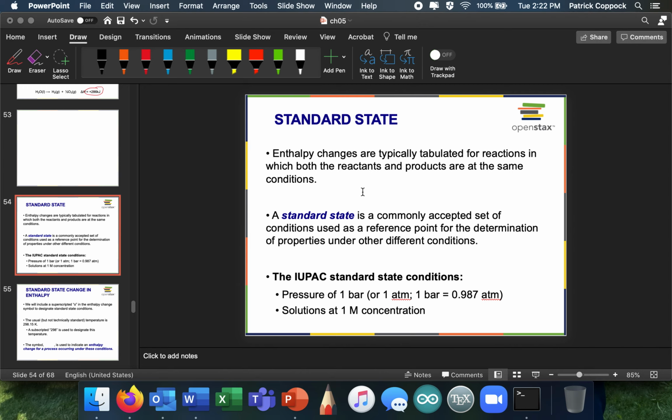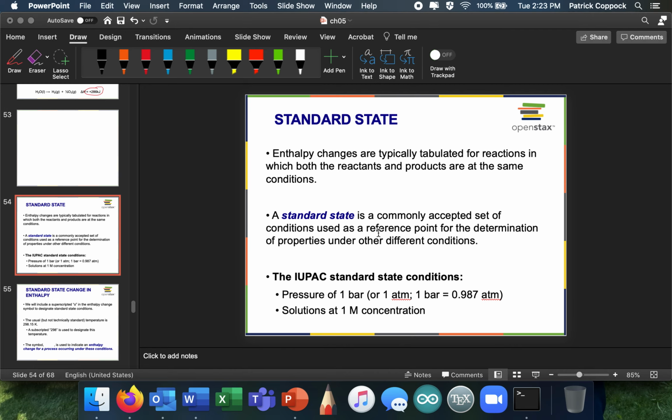Let's talk about some applications of enthalpy, really important. We're going to talk about standard states and how we can use enthalpy to derive lots of valuable information in contexts that would otherwise be very difficult. So first of all, let's define standard state.